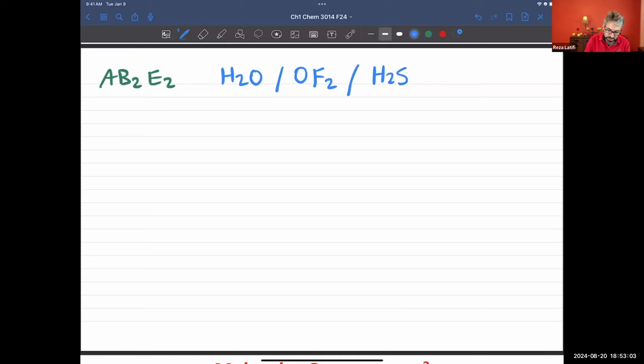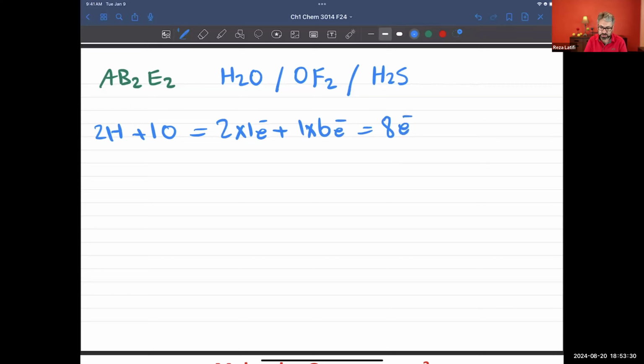So I have 2 hydrogens plus 1 oxygen. I go 1 multiply 2 electrons. Forgive me, 2 multiply 1 electron for hydrogen, plus I go 1 multiply 6 electrons for oxygen. I get 8 electrons. Never ever put hydrogen as a central atom. You don't have an option. You go with oxygen as a central atom. So you put hydrogens around it. Okay, attach them. You got 2 sigma bonds.